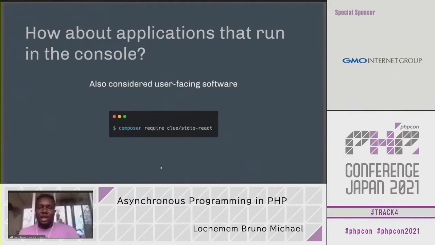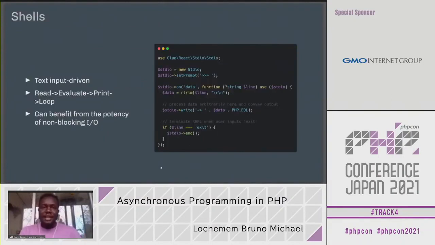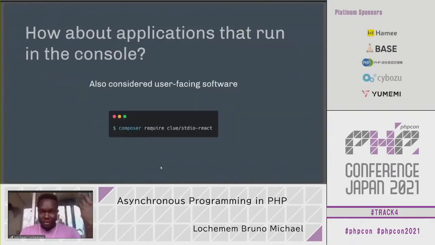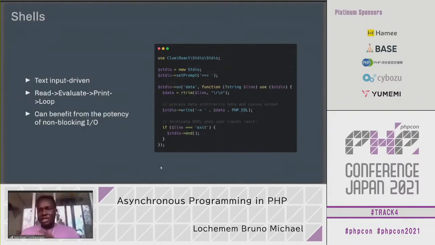Now, what about applications that run in the console? Because those matter too. Applications that run in console are also considered user-facing software. Now, React has got you covered. You can write simple REPLs, read, evaluate, print, loop type software in React with Christian's SCIO, standard input output React. So much like regular applications that you serve over HTTP or over TCP/IP, console applications can benefit from the many potencies of non-blocking IO, asynchronous IO, or event-driven IO.